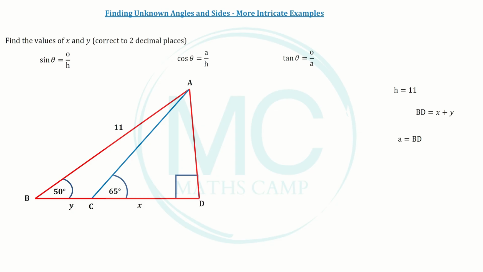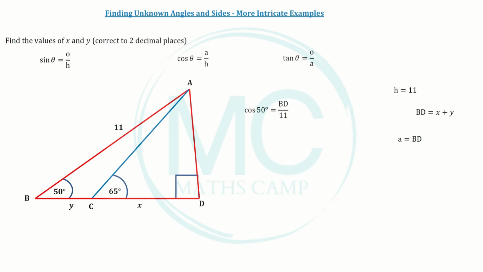Now, we may not be able to solve for x or y just yet, but we now have enough information to solve for BD, which is the sum of x and y. Now we have the value of an angle, the length of the hypotenuse, and we need to find the length of the adjacent side. So we need a ratio that uses the hypotenuse and the adjacent sides, and cos uses both of these. So now we can say cos, our angle, 50 degrees, is equal to the adjacent side, BD, over the hypotenuse, which is 11.